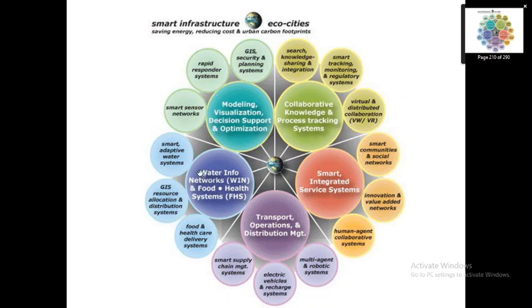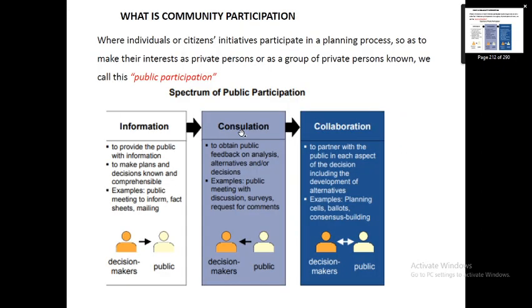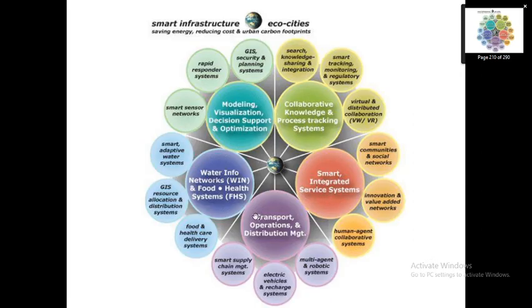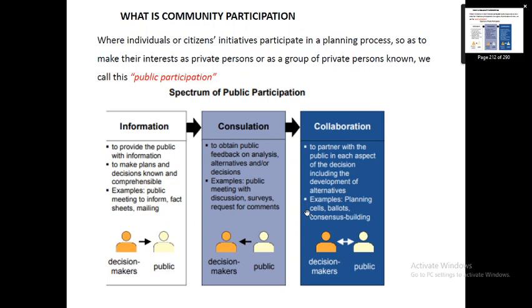So, there is a requirement of building these smart cities. So, the smart cities can be built with the strategic planning committee, and using strategic planning workshops and coming up with a strategic plan. So, strategic planning workshops should have a great influence from the community participation and local self-help groups, non-governmental organizations, intellectuals, and institutions. So, community participation is the call of the day in economic development. We'll come to the smart cities next, after community participation.